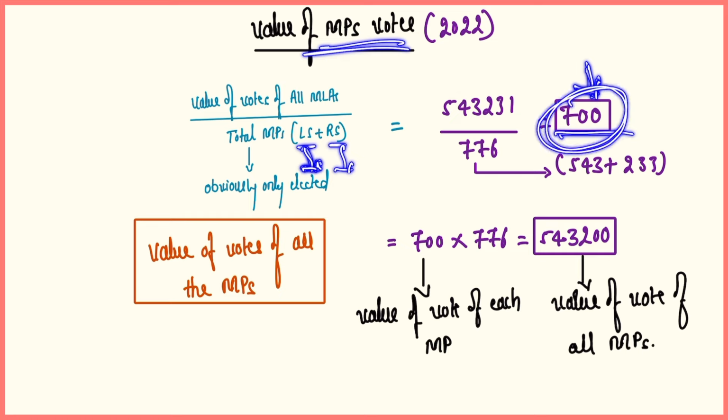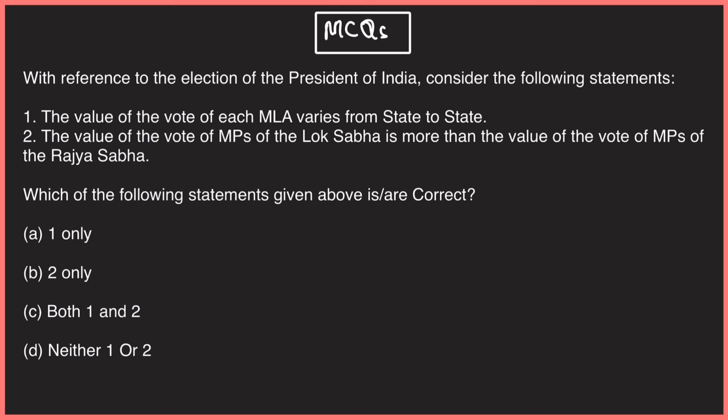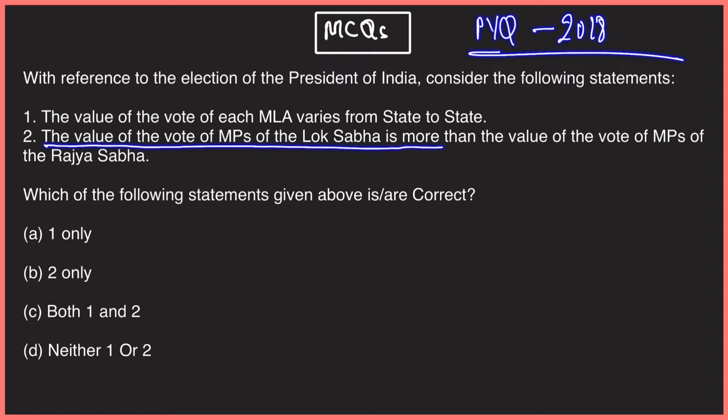Both have the same value, that is 700. Now let us go back to the MCQ that we just discussed. What does the second part of this MCQ, or the PYQ, say? It says that the value of the vote of MPs of the Lok Sabha is more than the value of the vote of MPs of the Rajya Sabha.